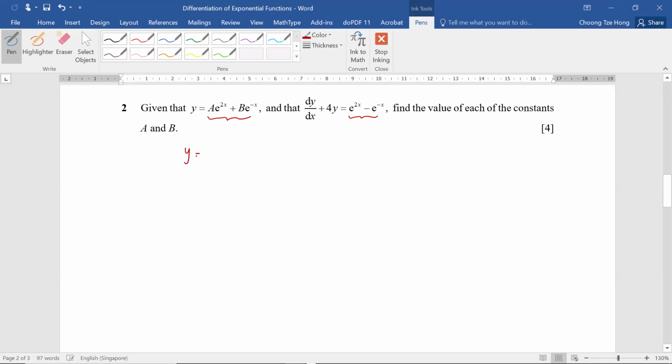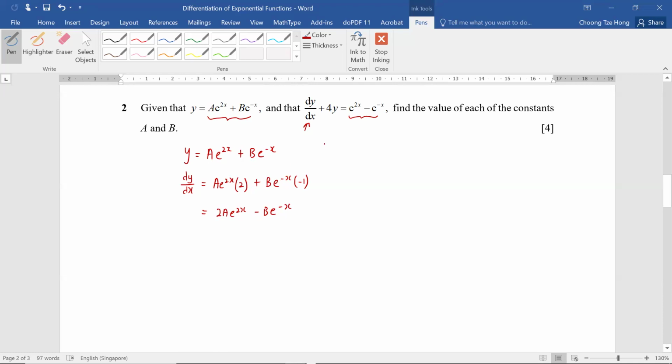So let's start. y equals a times e to the power of 2x plus b times e to the power of negative x. We need dy/dx if we want to substitute it away. Exponential functions are very easy to differentiate. When you differentiate a times e to the power of 2x, differentiate the power 2x, you get 2, so you have this. Then b times e to the power of negative x, everything remains the same, differentiate the power, you get negative 1, so you get this. Let's tidy up a bit, so you get this.